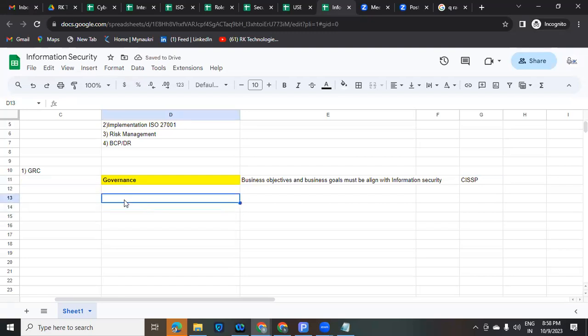So next, on the governance side, we'll follow a couple of frameworks. A very famous framework is COBIT 5. If you want to define business objectives and business goals along with information security, we'll follow a couple of frameworks or policies. So our governance framework is COBIT 5. What is this COBIT 5? Five means five principles. So what are those five principles we are going to discuss now?